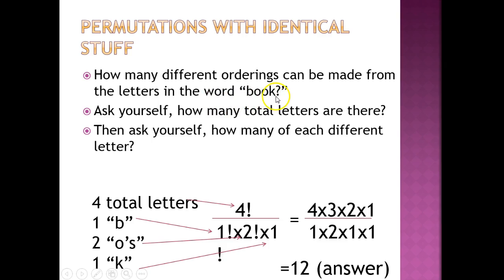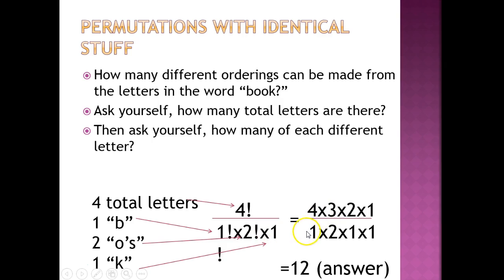2 O's. How many K's? 1 K. So my numerator will be the total number of letters, 4 factorial. My denominator, I'm going to look at the individual letters and see how many times they are duplicated. There's one B, so 1 factorial, times 2 O's, 2 factorial, times 1 factorial, or 1, which is 1 K.